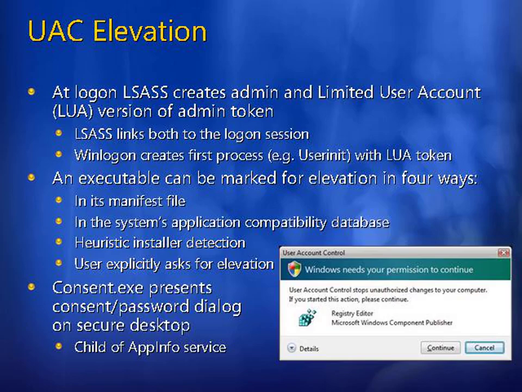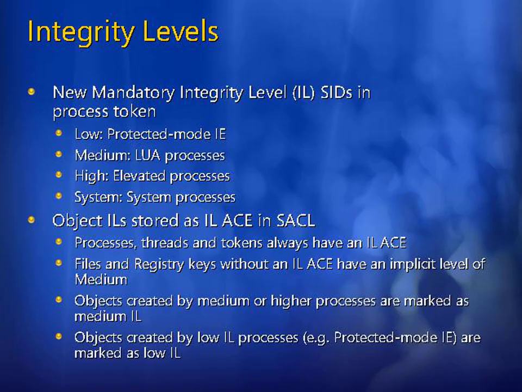So let's talk about what goes on underneath the hood to implement UAC. There's a new concept, a new layer on the security model called integrity levels that's been added. And each process in the system runs at a particular integrity level. There's 4 currently defined integrity levels, ranging from low to system. An example of a process that runs at low is the new protected mode IE, which runs at the very lowest integrity level. Standard processes, limited user account ones like the Explorer that we just saw, would run at medium. The ones that we elevate run at a high integrity level, and finally, certain system processes run at system integrity level.